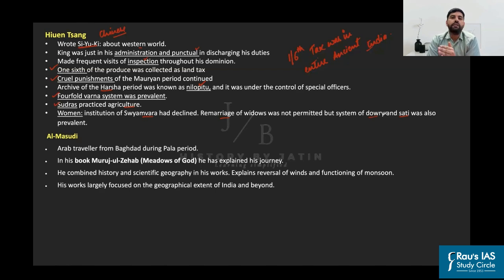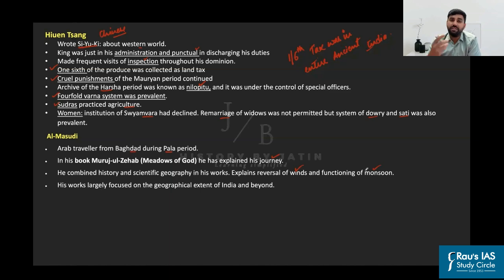Now we come to medieval India, Al-Masudi. He came from Baghdad, during the Pala period. In his book, Muruj-ul-Zahab, Meadows of Gold, he explained his journey. He combined history and scientific geography, and explains the reversal of the winds and the functioning of the Indian monsoon first. That's why he's known as the Herodotus of the Arab world.